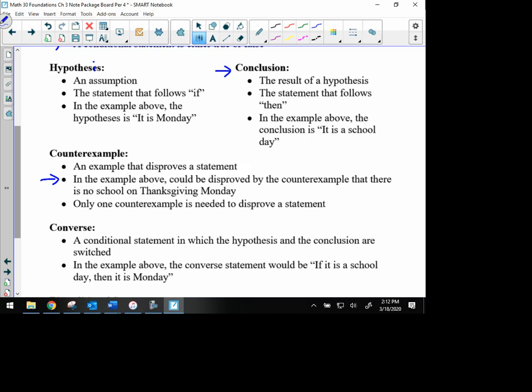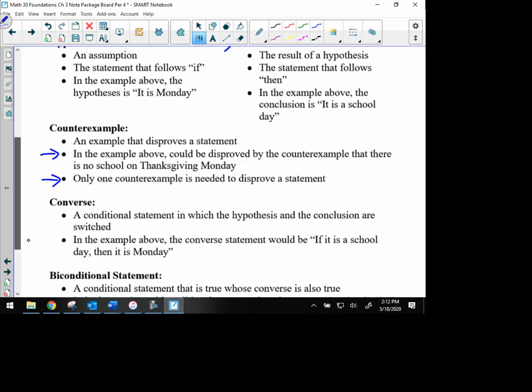A Thanksgiving Monday is a stat holiday. That's a counterexample to that conditional statement. And so the conditional statement is false then, because there's a counterexample. And that's what it says in this last point here. Only one counterexample is needed to disprove a statement. So that's a false statement because we have a counterexample.